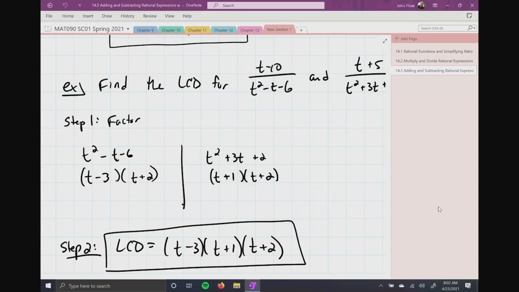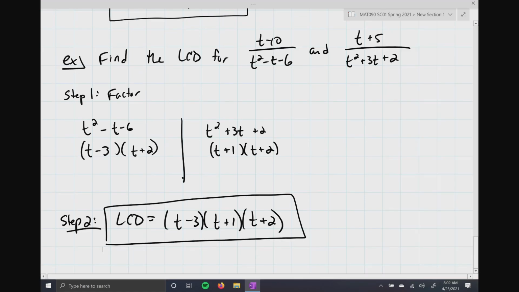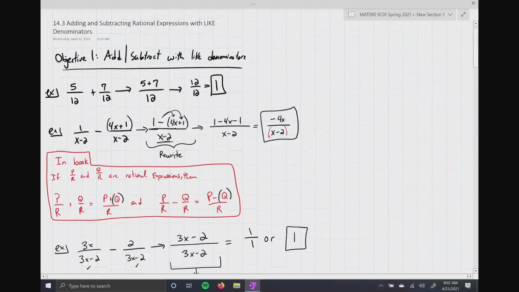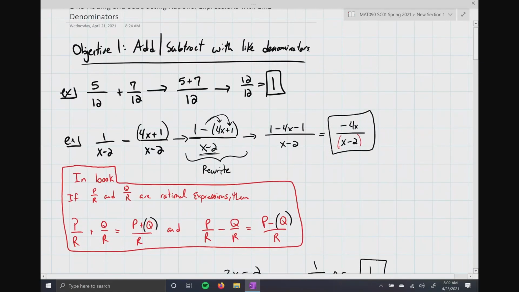All right, so the last thing we spoke about, we'll go all the way back up to the top, is adding and subtracting fractions, or better yet, adding and subtracting rational expressions with like denominators.